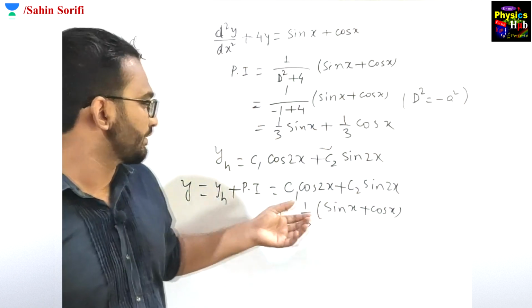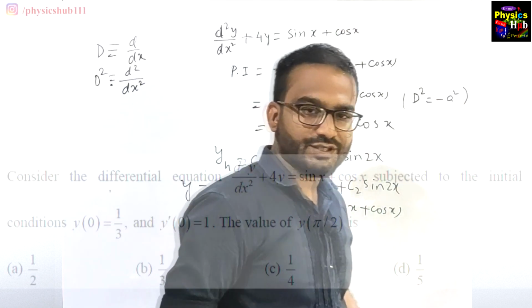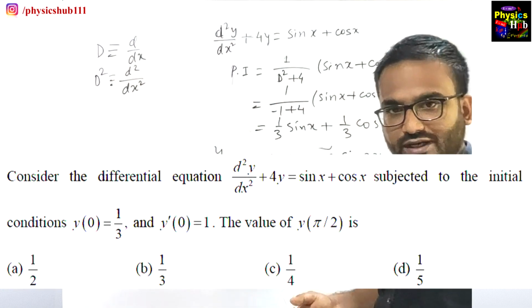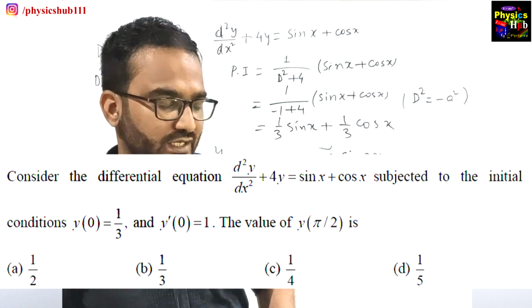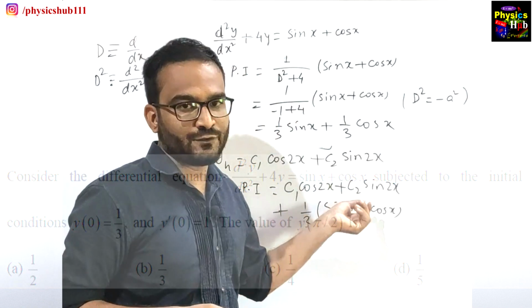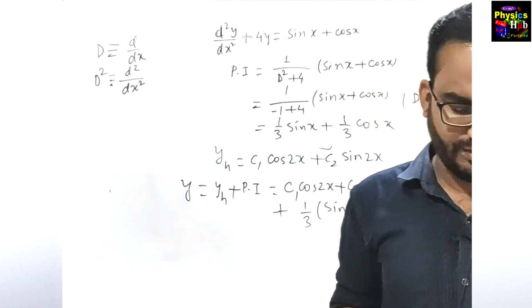Now in this solution you see there are two unknown constants, and in the question you are given two conditions as well. So we will utilize those two conditions and eliminate these two unknown constants. We will try to find out the value of y at x equals pi by 2.